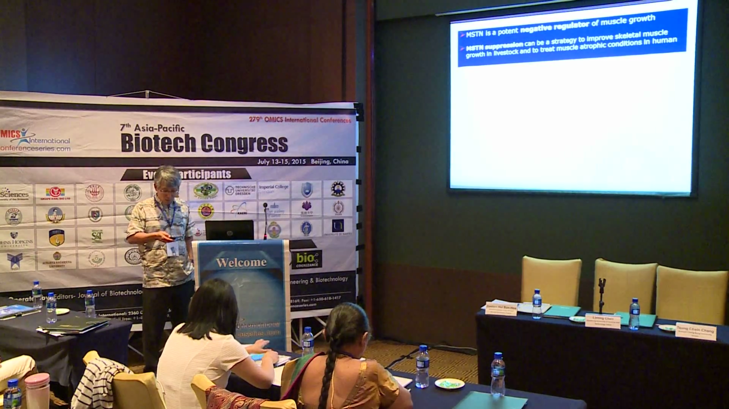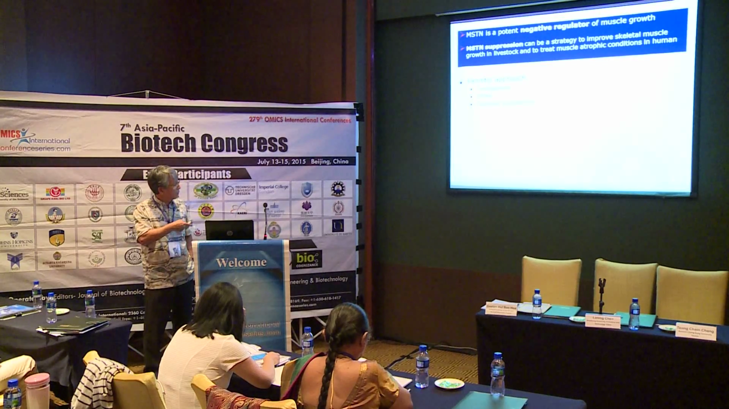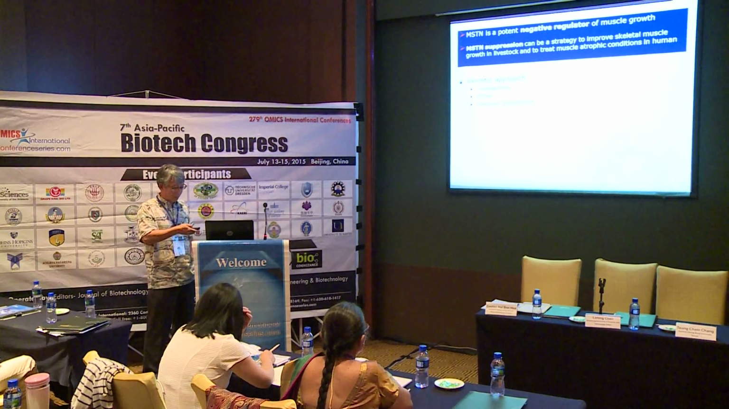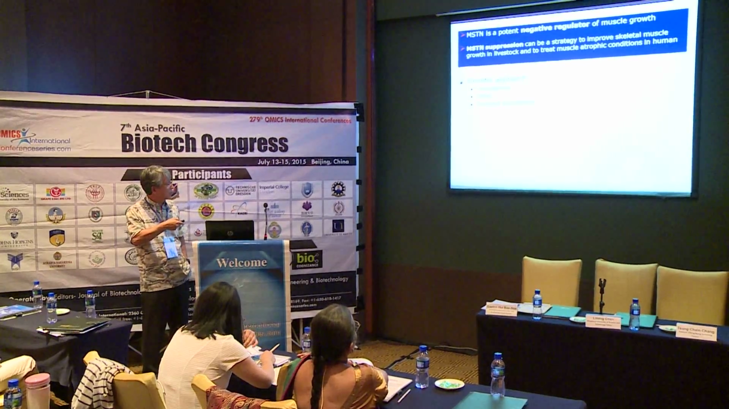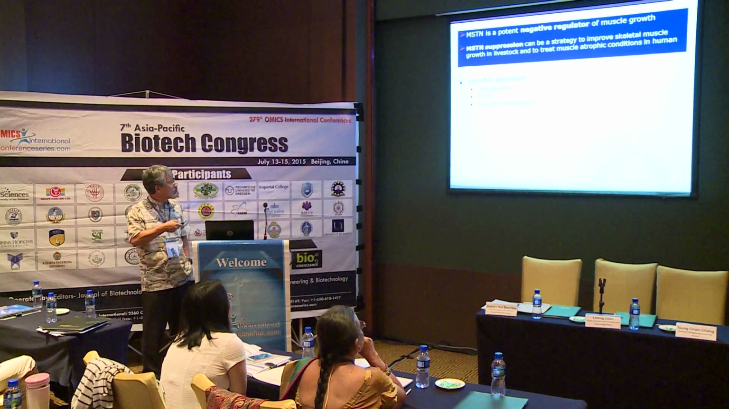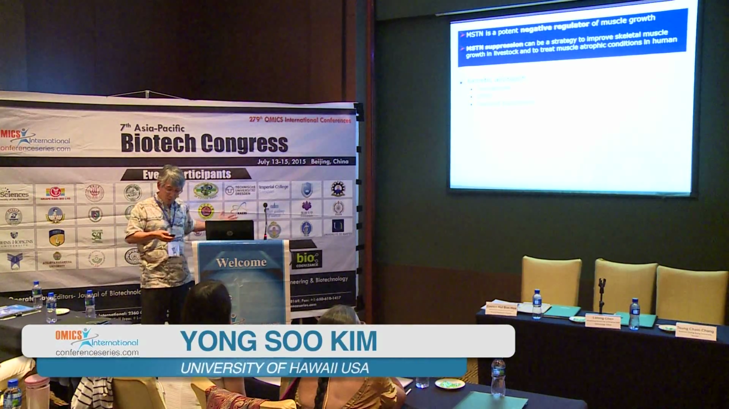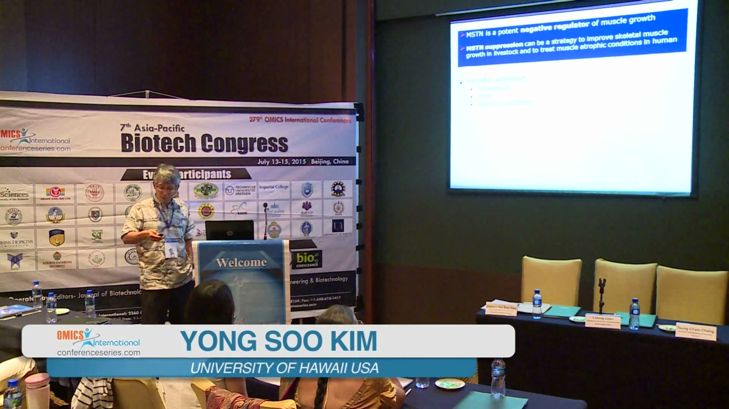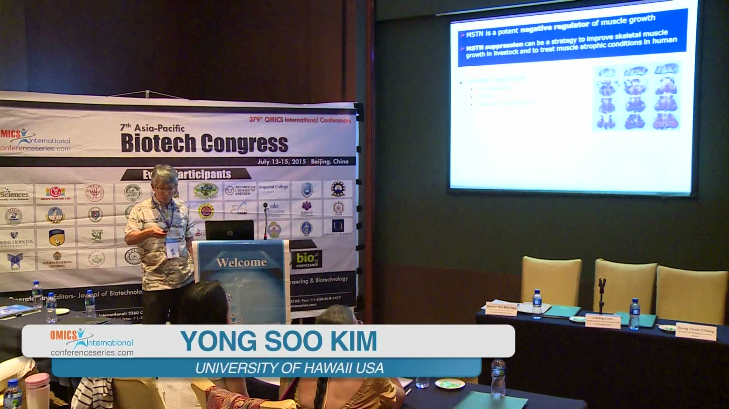So let's think about the strategy. What kind of strategy is available? I think one is the genetic approach, which is one of the popular ones. We can utilize different types of genetic approaches, such as transgenesis, siRNA technology, and transgene transfection. All of these can be used to suppress myostatin activity and then increase muscle mass. And actually people did.